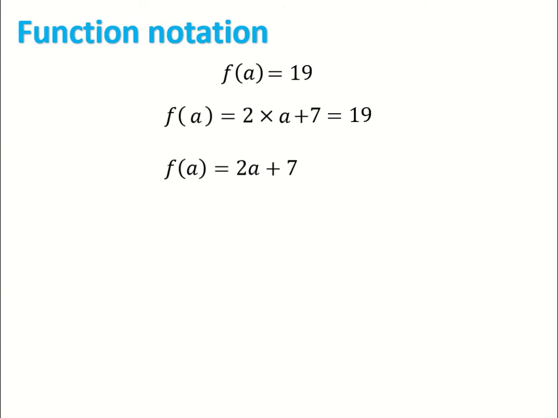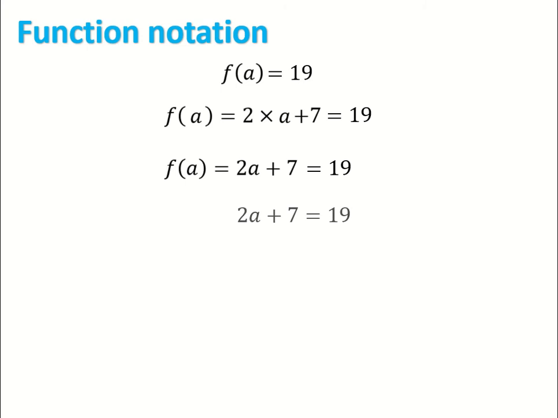Okay, we've got 2a plus 7 equals 19. So 2 times by something and then add on 7 gives us an answer of 19. And that's all just denoted in this form. And that's why we use it. It's just a simpler way of kind of saying something that might require a full sentence.